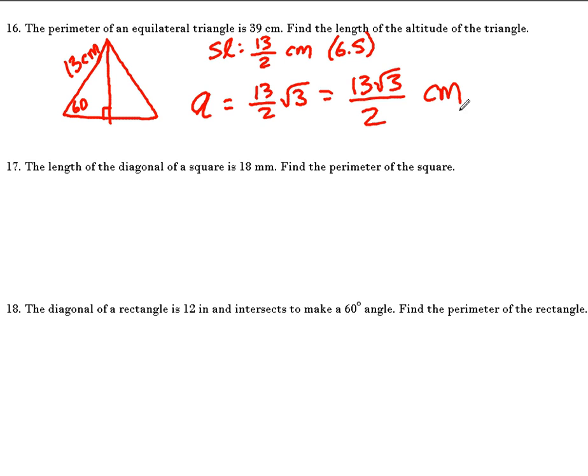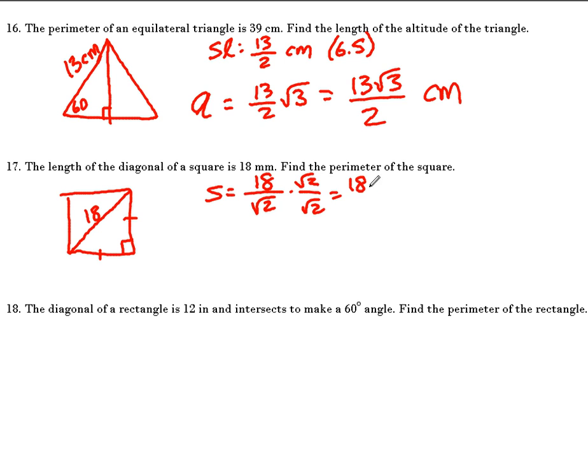For 17, we're again given a diagonal of a square. The diagonal is 18 millimeters. I need to find the perimeter, so I need to find one of these side lengths. To find the side length, I'm just going to take the diagonal divided by the square root of 2, rationalize it, and I get 18 square roots of 2 over 2, which is the same as 9 times the square root of 2 millimeters.